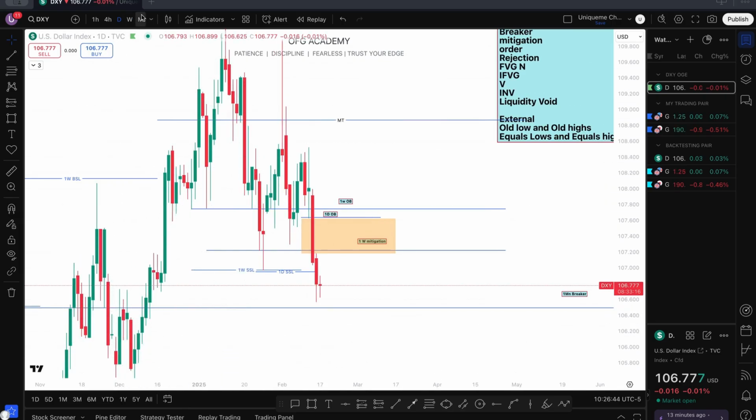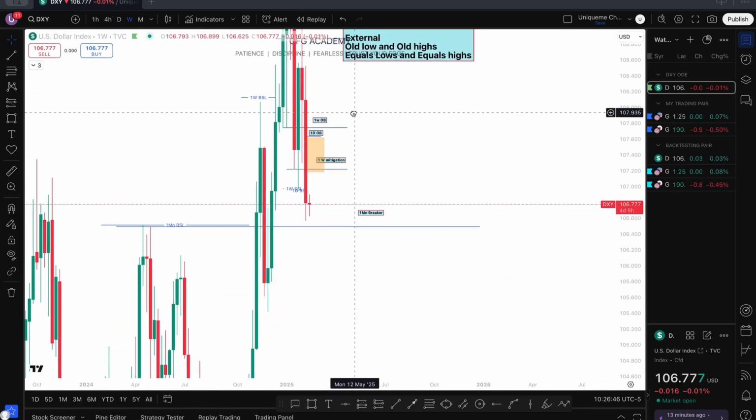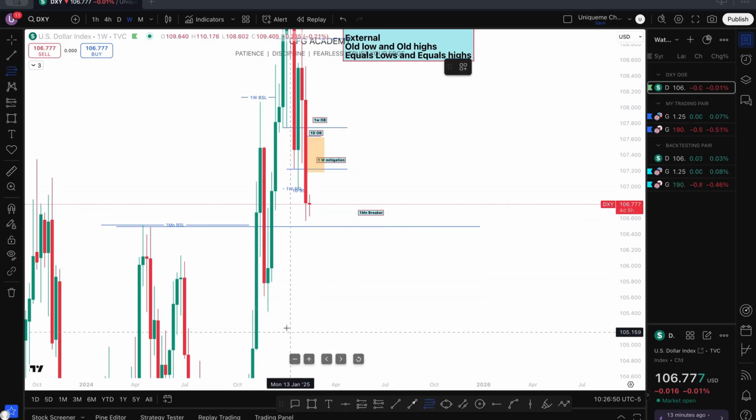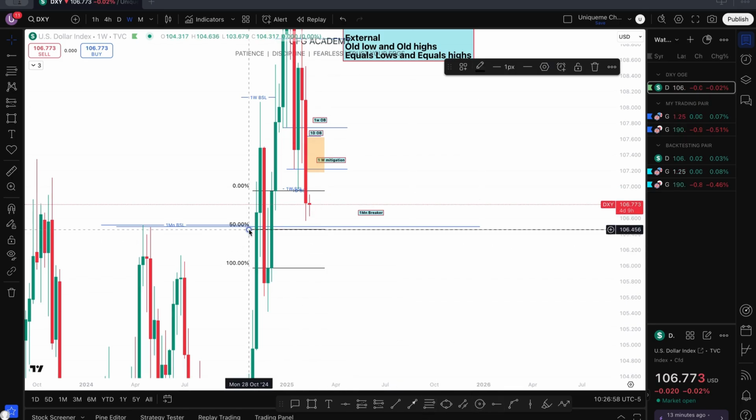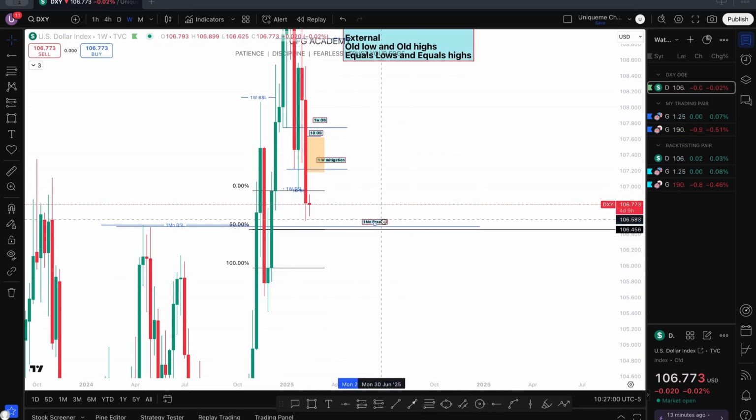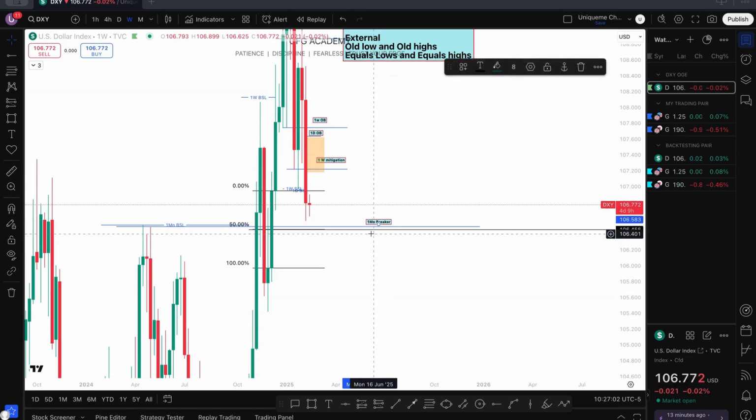Now on drawn liquidity from 1 week, I didn't even check the drawn liquidity. On drawn liquidity here, we have what here? We have an implied fair value gap here. This is a drawn liquidity, an implied fair value gap. Where is my label?